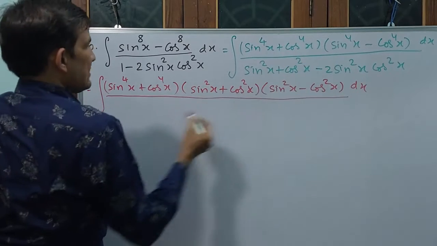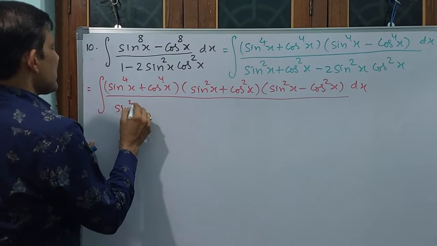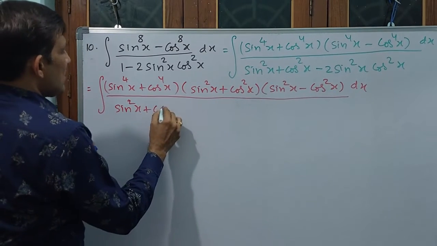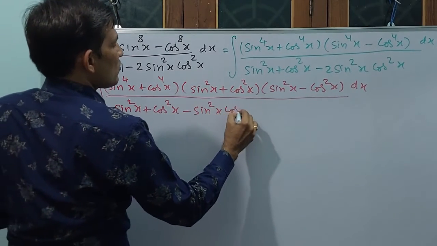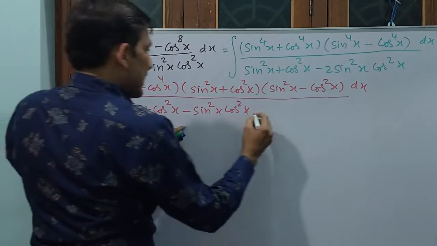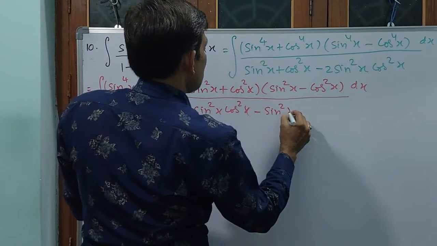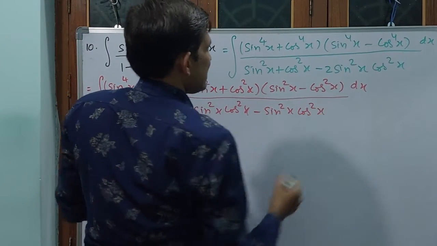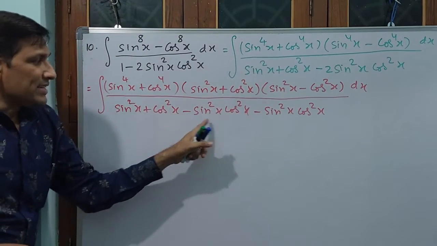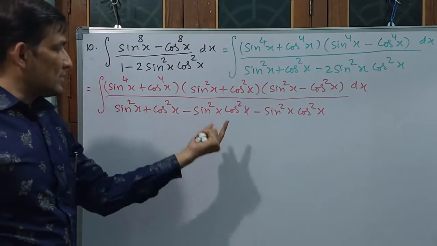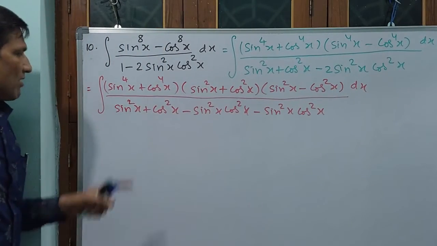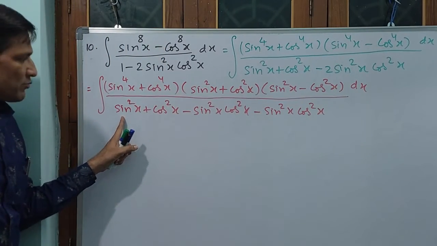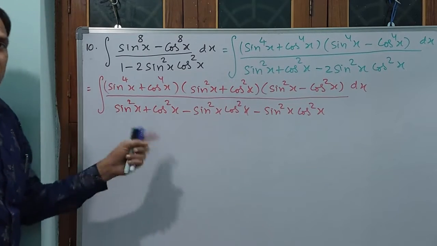You see what I am writing? Sin square x plus cos square x minus sin square x cos square x, again minus sin square x cos square x, minus sin square x cos square x, minus 2 sin square x cos square x. Purposefully I have separated. Why? Because I will take common sin square x also, cos square x also. For both I want to make like this.